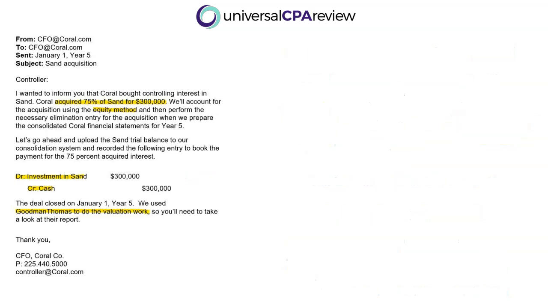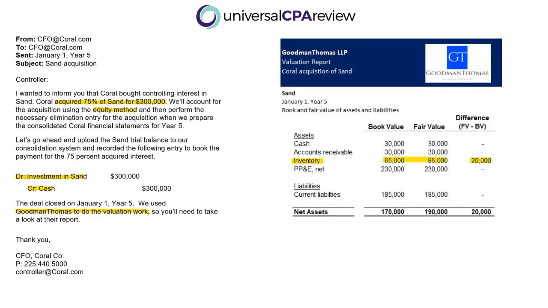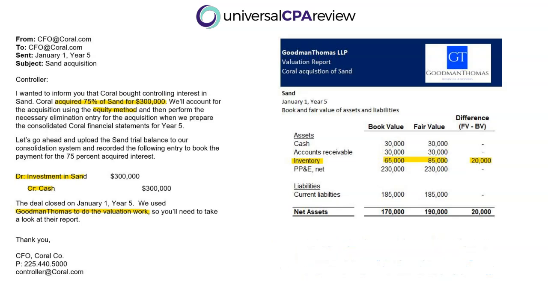The other important piece of information is that they used Goodman Thomas to do the valuation work, and we're given the valuation report, right? And this would have been when they assessed the fair value of all the assets and liabilities. Because remember, we bring the assets and liabilities onto the consolidated financial statements at fair value and not necessarily the book value that they were when Sand owned it, right? So that fair value report, it's another exhibit.